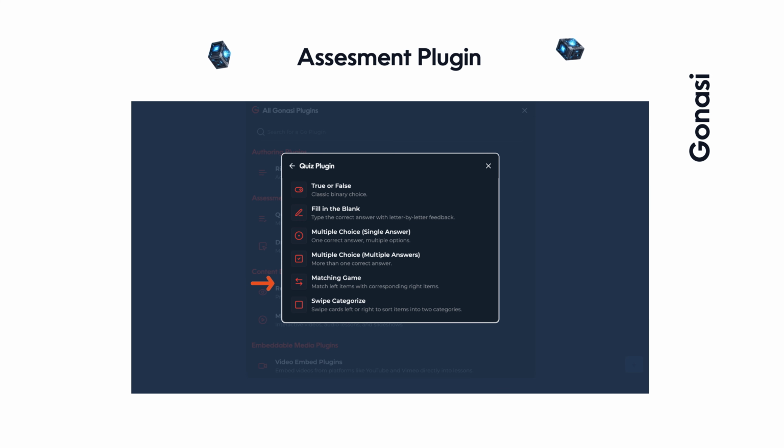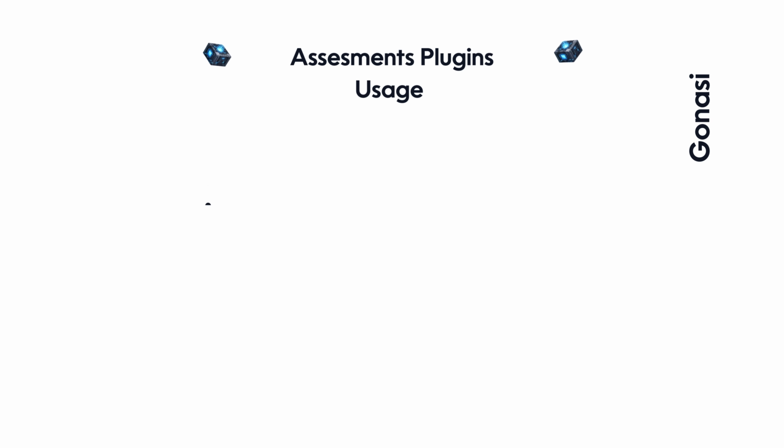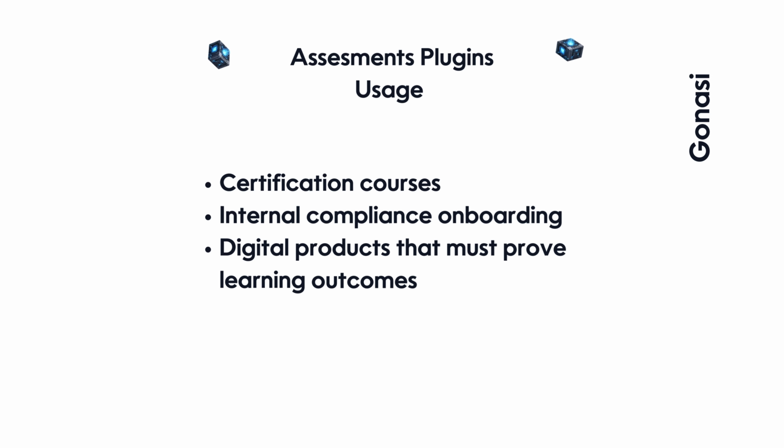The last assessment plugin is the swipe categories. What it basically does, it sorts into groups. A scenario could be a nutrition course that sorts food into protein versus carb. These assessments are especially powerful for certification courses, internal compliance, onboarding, digital products that must prove learning outcomes.